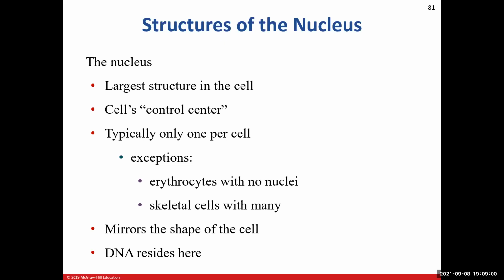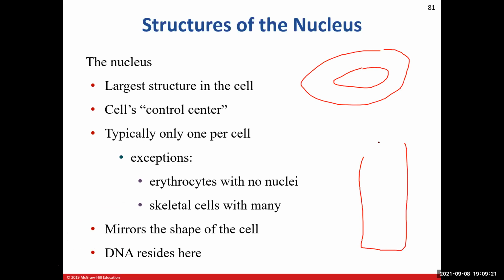For the most part, if you remember when we were talking about the tissues, the nuclei will pretty much mirror the shape of the cell. When we were talking about, for example, our squamous epithelium, it was that flat cell, and the nucleus was flat. And then when we had our columnar epithelium, the cell was a nice, tall, long cell, and the nucleus looked like an oval egg.